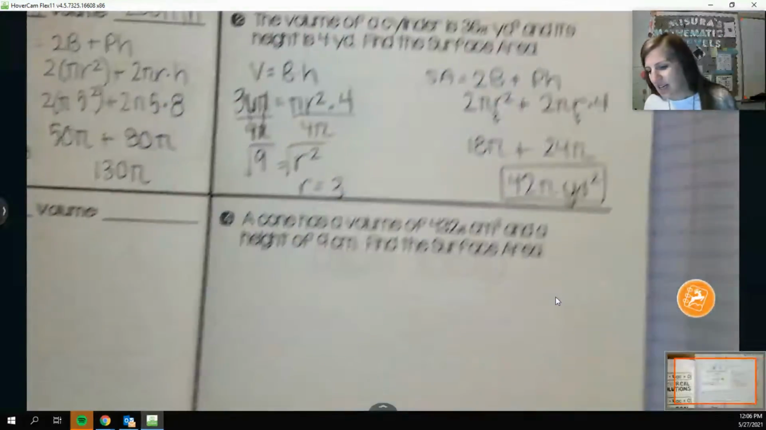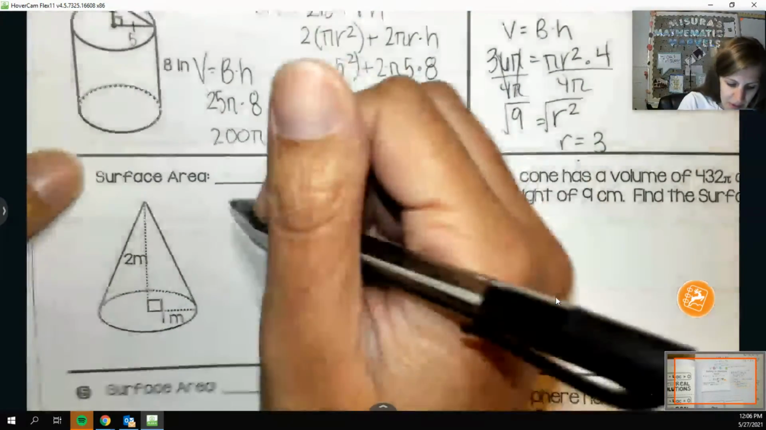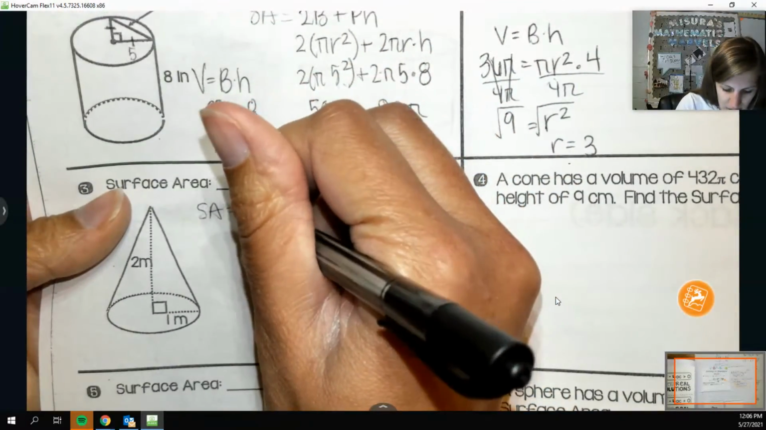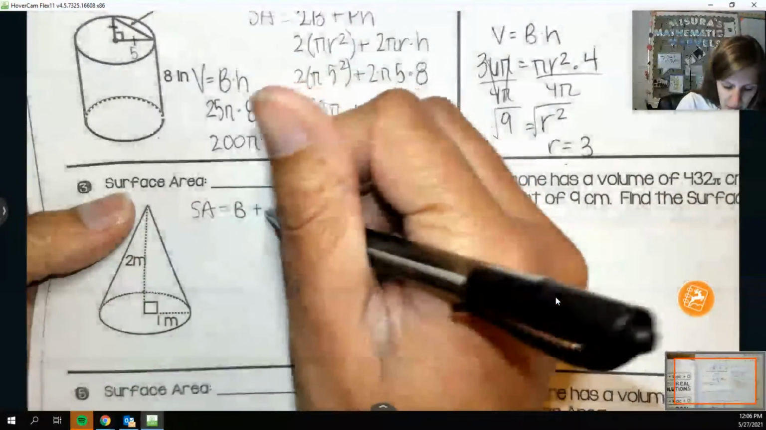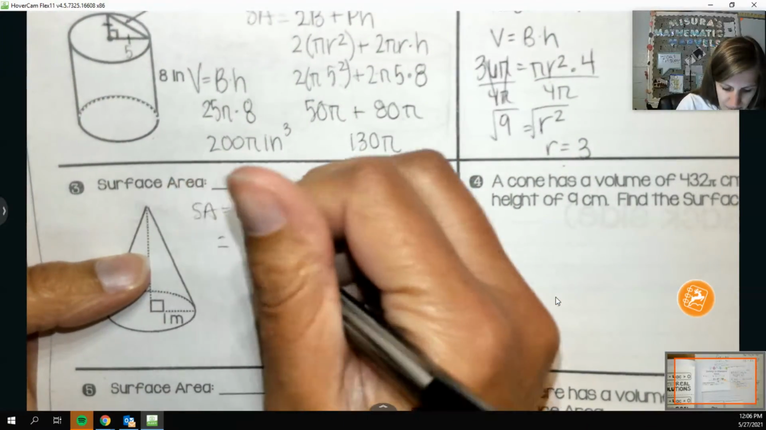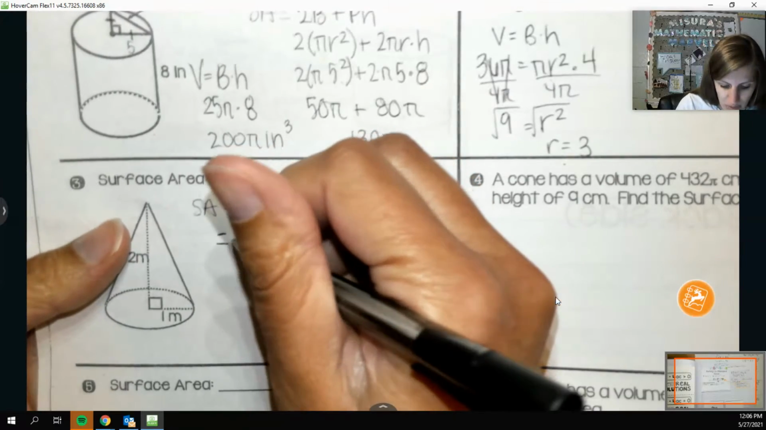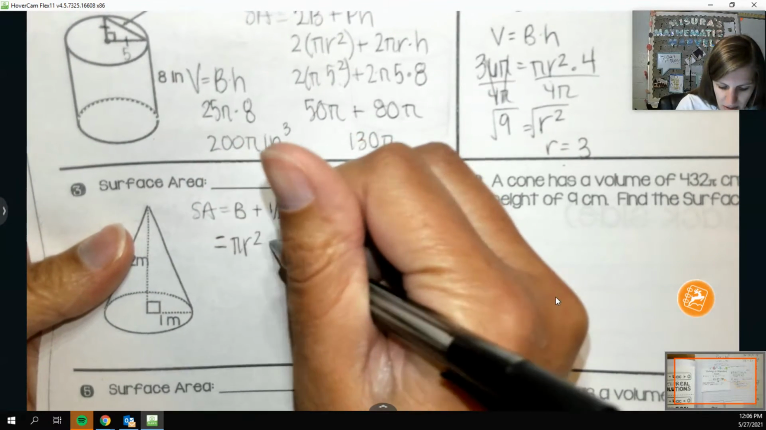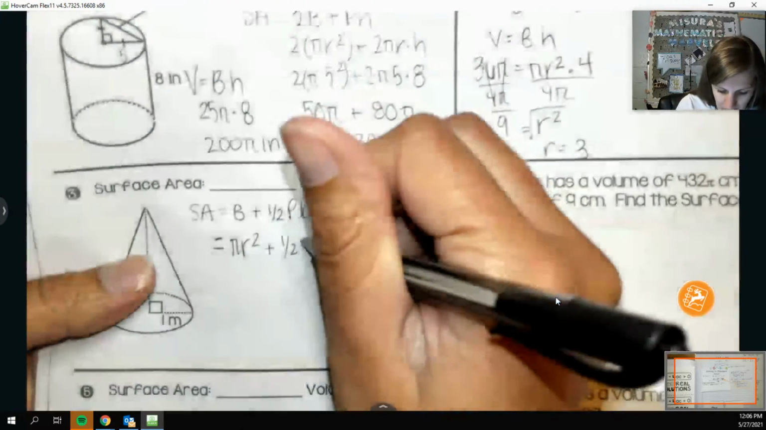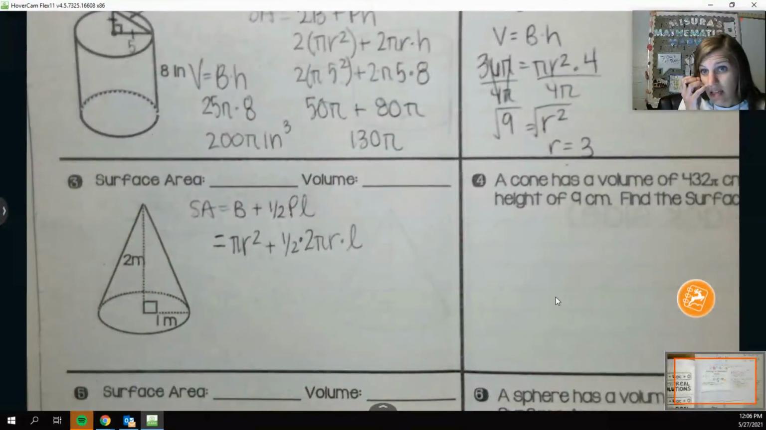Okay, so thinking about a pyramid instead now, or I guess a cone, if I want to find the surface area of that, we're going to do area of the base plus half PL. So my base shape is a circle. To find the area of a circle, we got to do pi r squared plus half PL, which perimeter here is circumference, so 2 pi r times L, the slanted height.